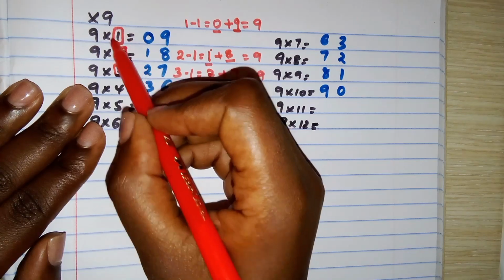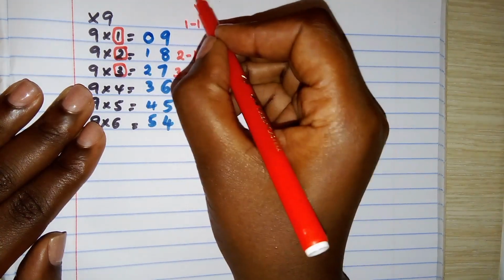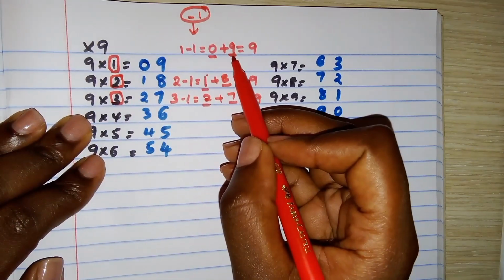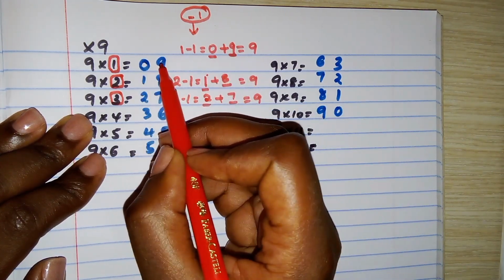So it's 9 times 1, you take the 1. Then you minus 1. So always minus 1. So you get 0. So what do you add to 0 to give you 9? You add 9. So 0, 9. So the answer will be 0, 9.